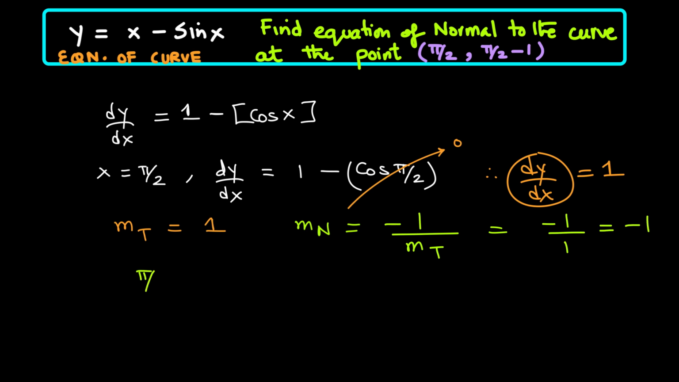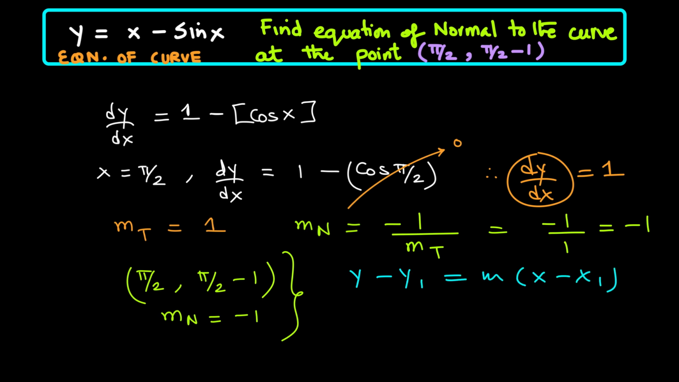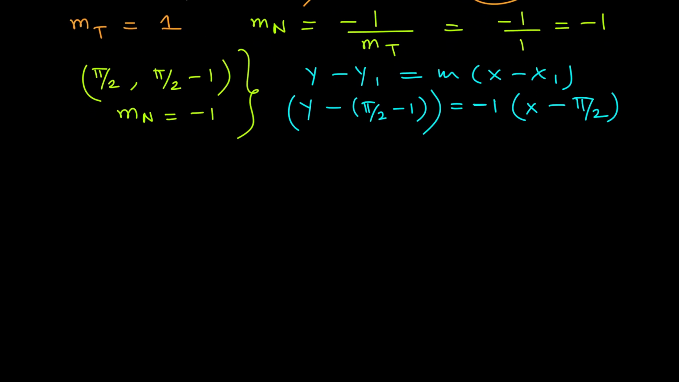So we have the point pi by 2 and pi by 2 minus 1. We have gradient of normal to the curve, that is negative 1. And we apply the concept y minus y1 is equal to m times x minus x1, y minus, pi by 2 minus 1, this is in brackets, is equal to m times x minus x1. And we can do a bit more simplification in this question. So this is y minus pi by 2 plus 1. This is minus 1 into x, which is minus x, and this minus becomes plus pi by 2.